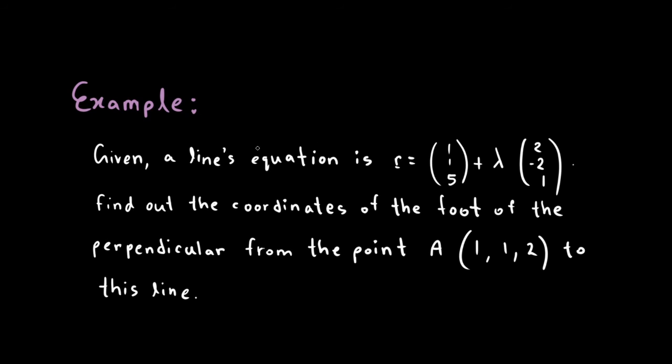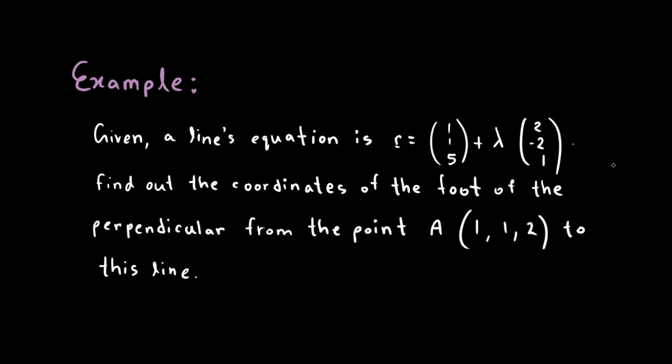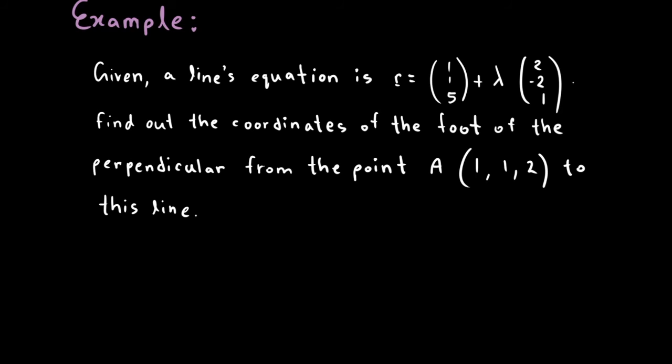Alright, let's do an example. So it's given a line's equation is r equals to i plus j plus 5k plus lambda times 2i minus 2j plus k. Find out the coordinates of the foot of the perpendicular from the point A, 1, 2, to this line. Alright, great. So let's briefly draw it for better visualization. We don't have to be accurate about it.